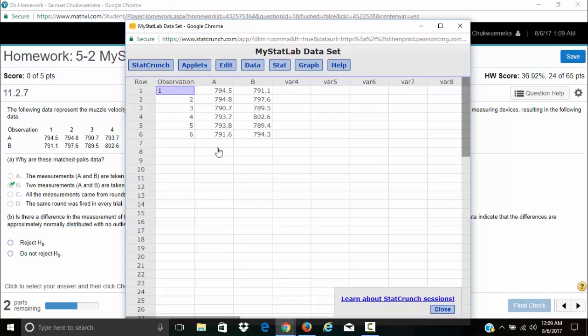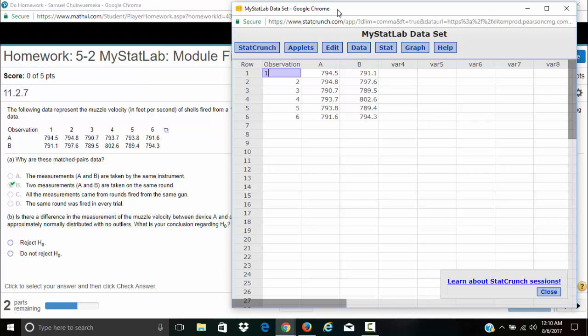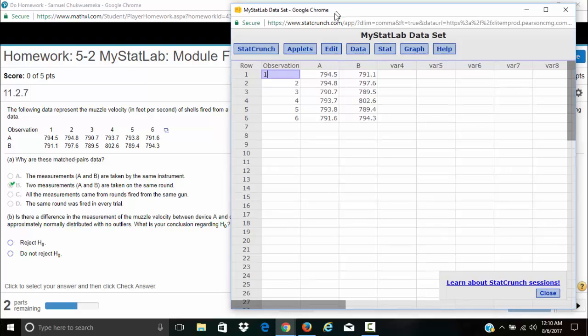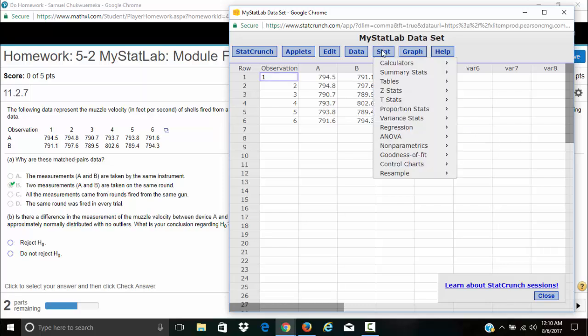For us to make our conclusion, we have to do the testing and find our decision. Our decision will then enable us to make our conclusion. Actually, this is what they're asking: the decision, whether to reject the null or fail to reject the null, which means do not reject the null hypothesis. But let's test it first. These are matched pairs data, so you go to stats, go to t-stats.